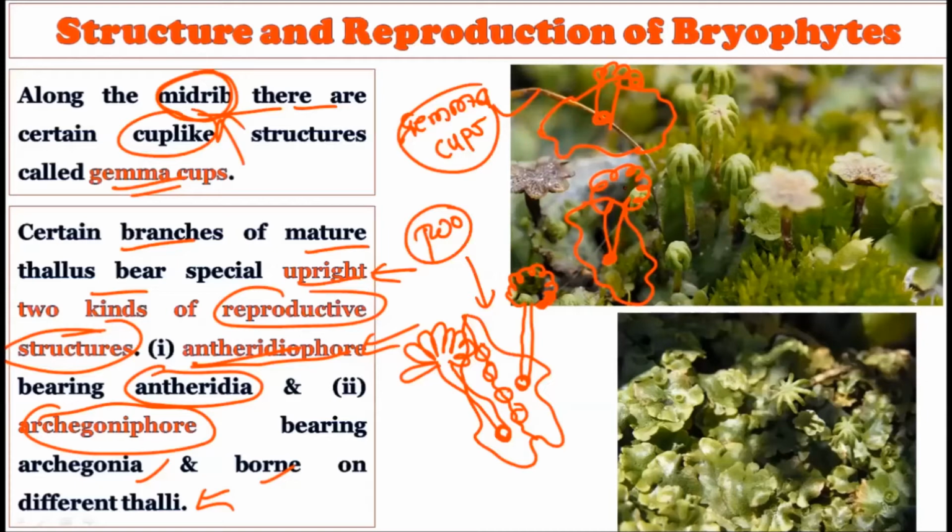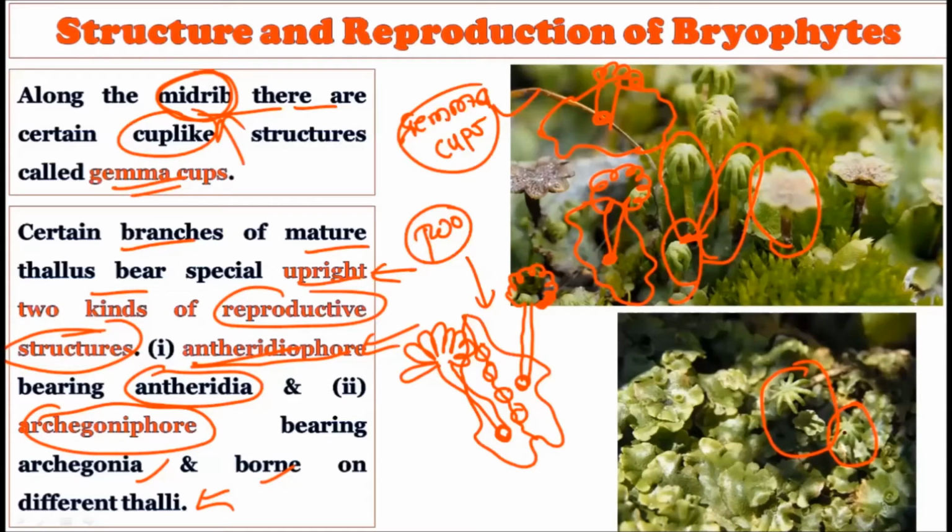You can clearly observe here, this is an antheridiophore, which is growing out from the male thallus. Here you can clearly observe an archegoniophore, which is growing from the thallus, that is, the female thallus.